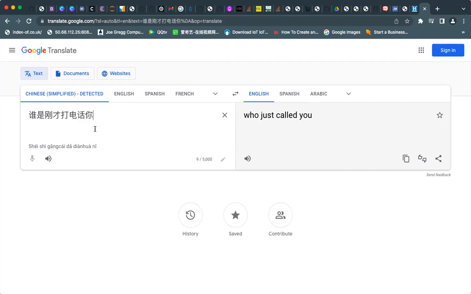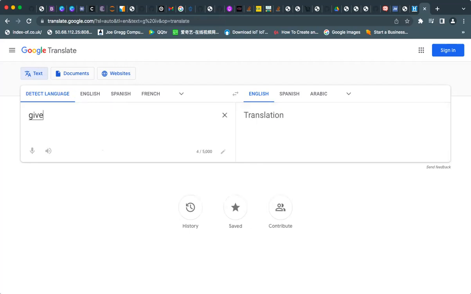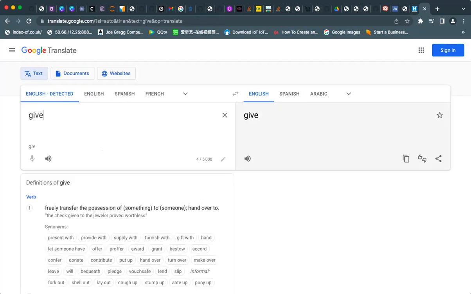So you will see the Chinese will use, whenever you're talking about receiving a phone call, the word give. What's the word to give? I don't know. Let me look it up.